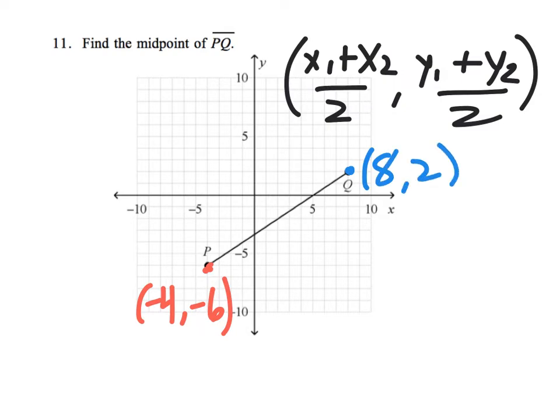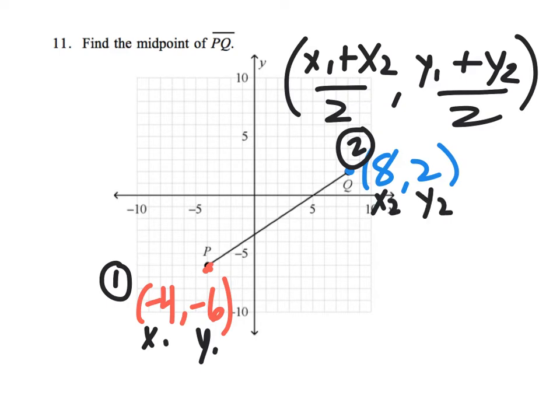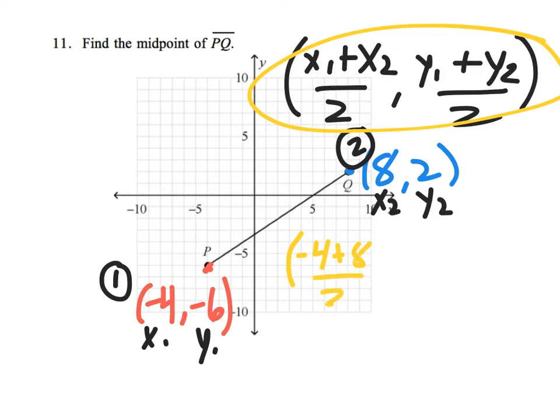I'm going to start out by labeling my points. Let's call this point 1, so this is x1, y1. This is going to be point 2, so we'll have x2, y2. And then we're going to plug it all into this formula up top. So we should have two coordinates when we're done. The first one, we're going to add our x's, so do -4 plus 8 divided by 2. For the second one, add our y's, -6 plus 2 divided by 2, and we're going to solve.